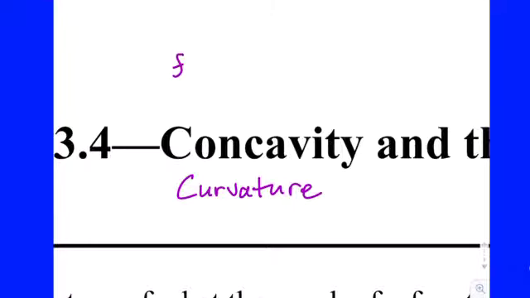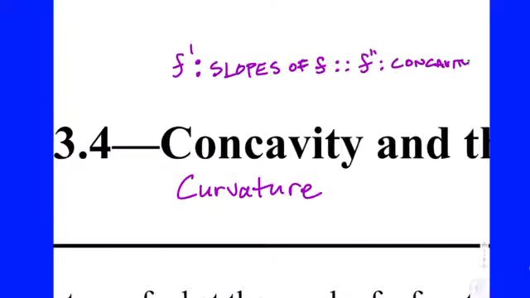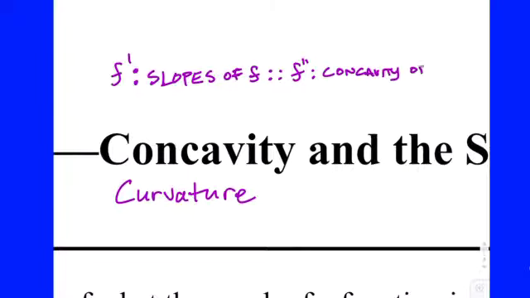The first derivative is to the slopes of f as f double prime is to the concavity of f. Now, that's an old way to do an analogy. They used to have them like that on the SAT test with the colon. This is to that, and the double colon means as, and then that is to that, right?